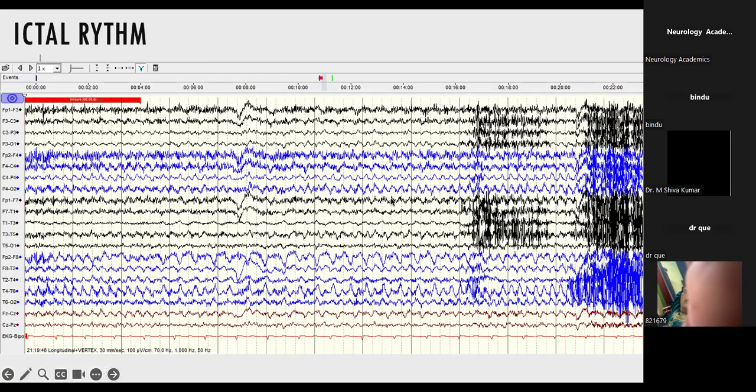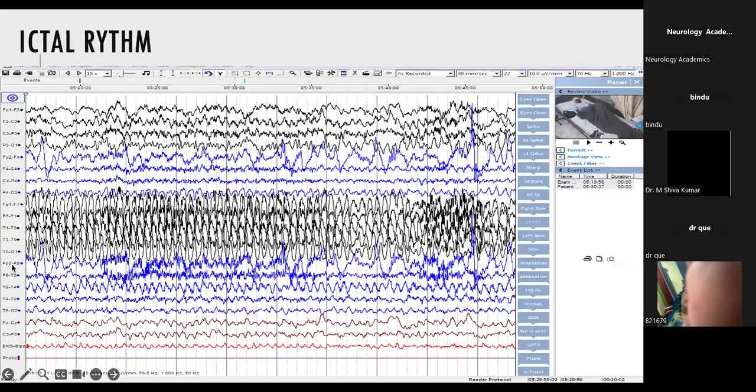And next rhythm, here we can see around in the right temporal region a 6 to 7 hertz theta rhythm, which is also seen in the centroparietal area. This can be called a 1B type of Ebersole rhythm.